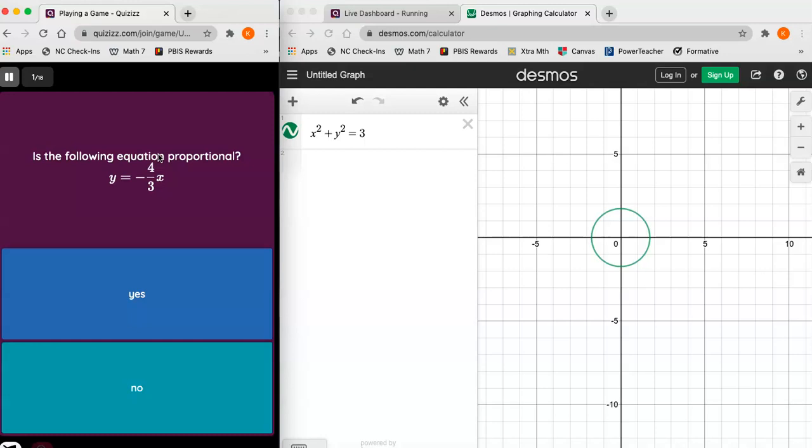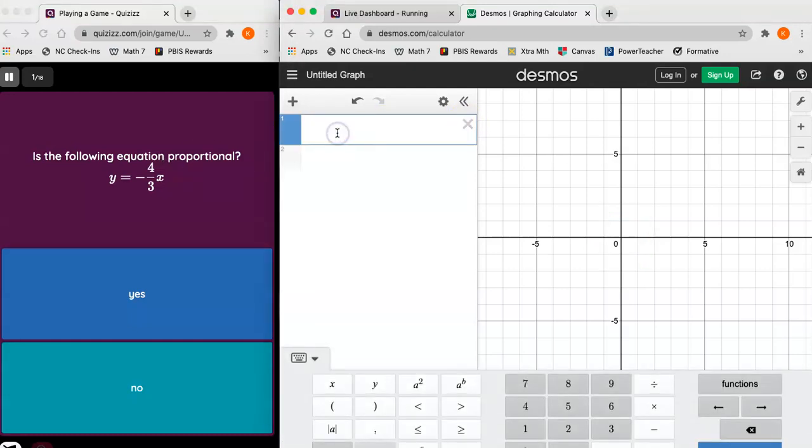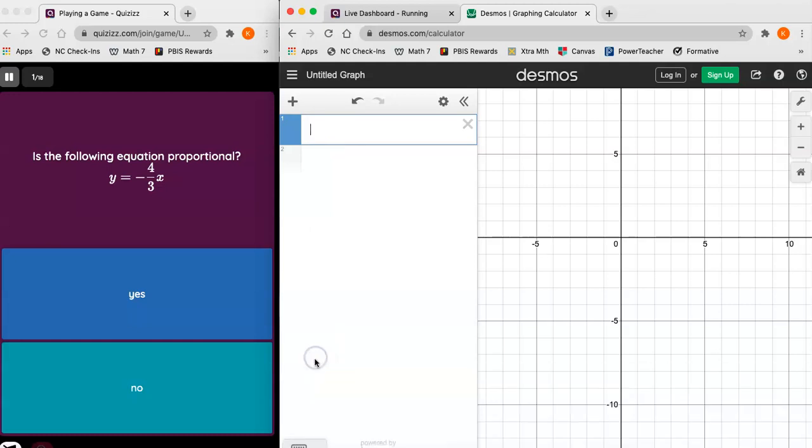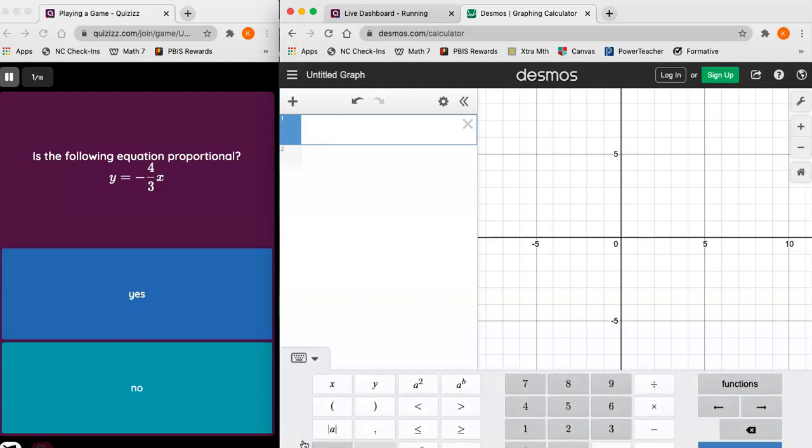All right, so now I'm going to use the Desmos graphing calculator to help me determine if the following equation is proportional. So I'll type in, oh, and normally it starts out like this with the keyboard at the bottom. And to show the keyboard, you have to click it to open it up. So the keyboard's at the bottom left, and you have to open it up on Desmos. Then I type in y equals -4, and then to make a fraction, just use the division symbol.